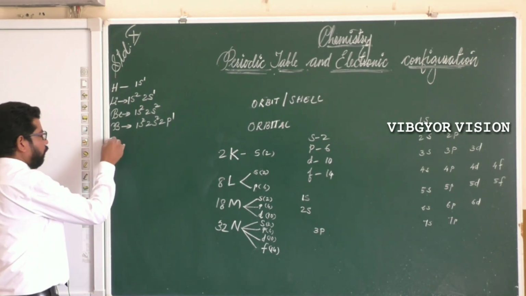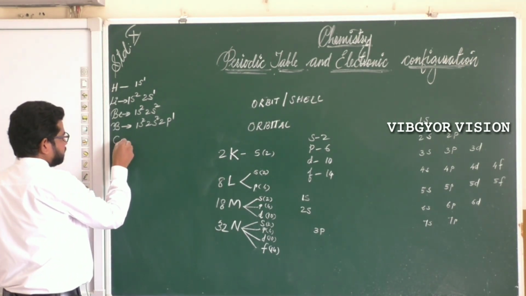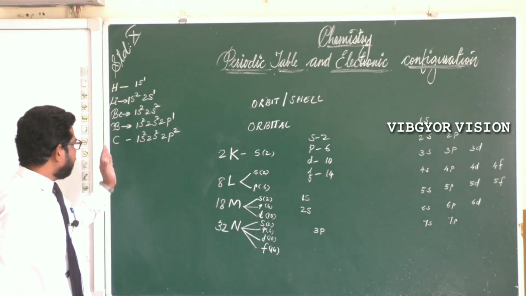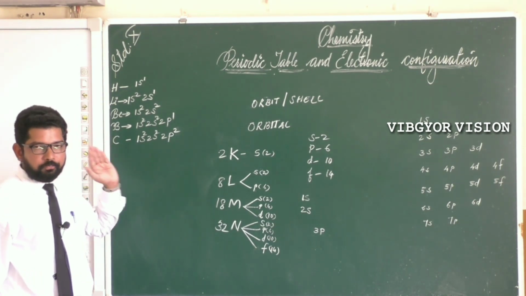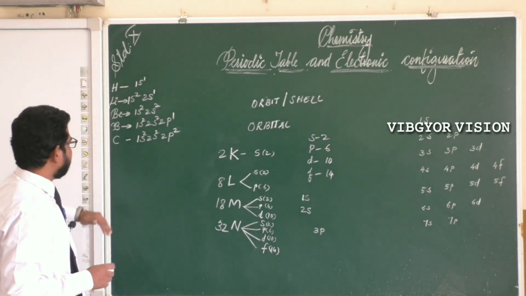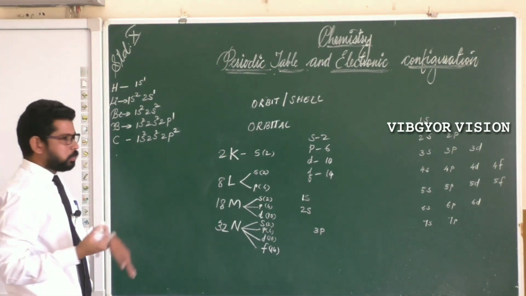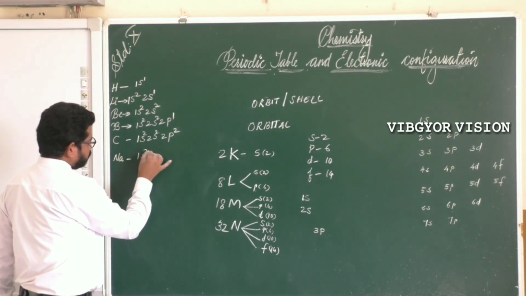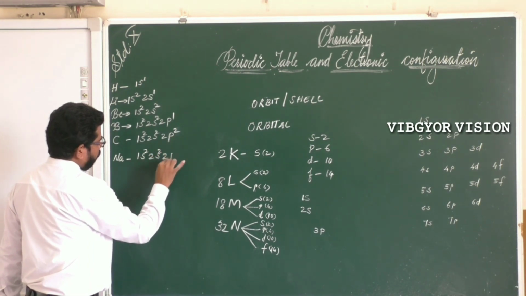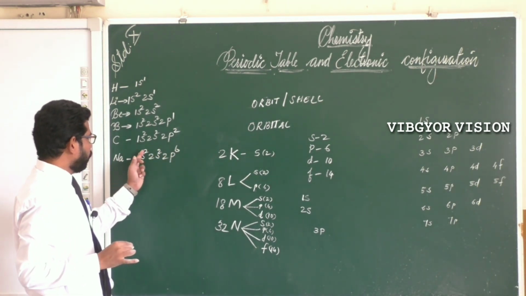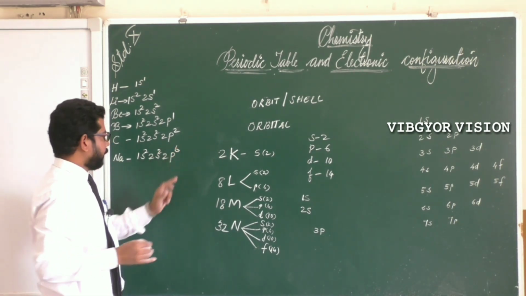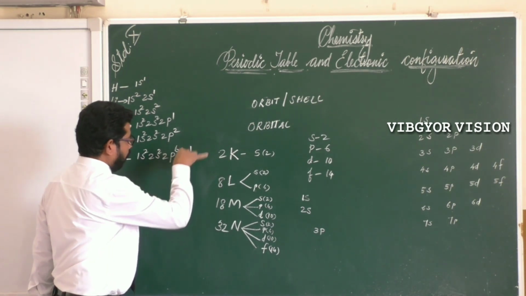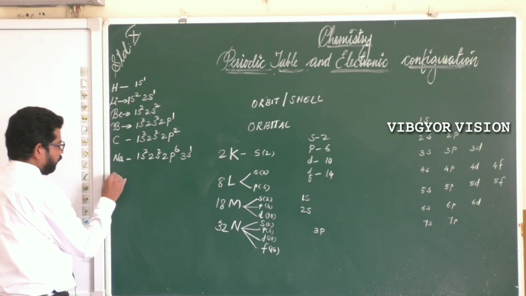Next, let us write the configuration of carbon. Atomic number 6. 1s2, 2s2, 2p2. This is the subshell electronic configuration of carbon. Now let's go to the next one. Directly we can jump to sodium. Sodium, atomic number is 11, so its configuration is 1s2, 2s2, 2p6. How many electrons are there now? 2 plus 2, 4, 4 plus 6, 10. So 1s2, 2s2, 2p6, 3s1.